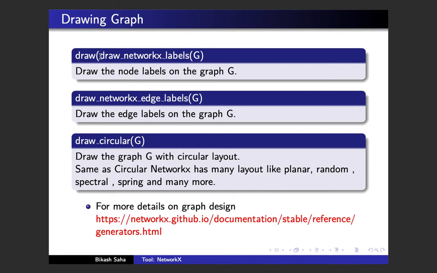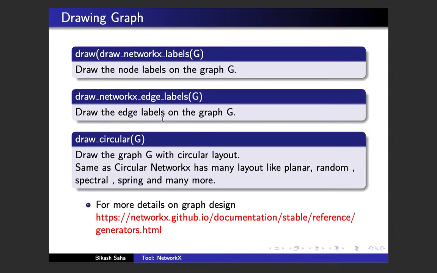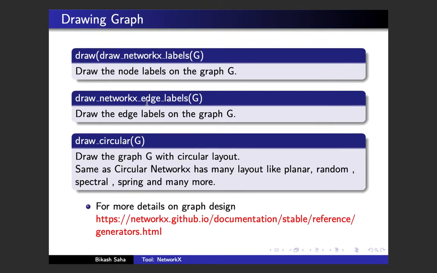Draw_networkx, actually this thing is an error part, and you can see the function is from here. So draw_networkx_labels will print the labels of the graph, and draw_networkx_edge_labels will draw the edge labels on the graph G. Okay, so this function will label the nodes, and this will label the edges.